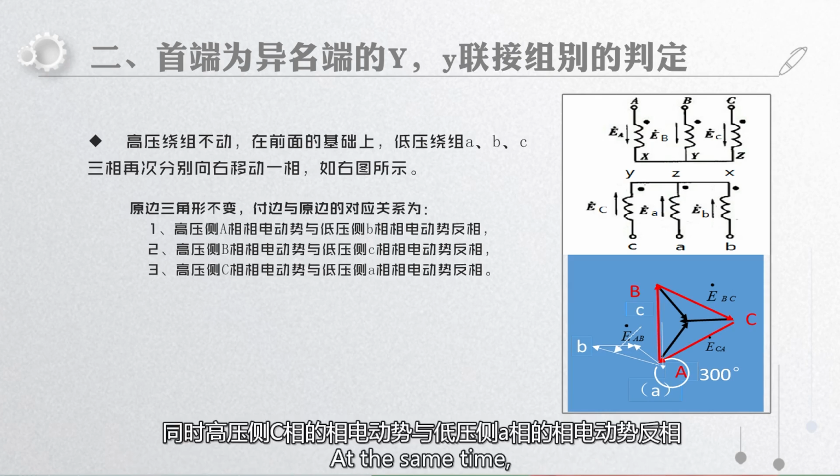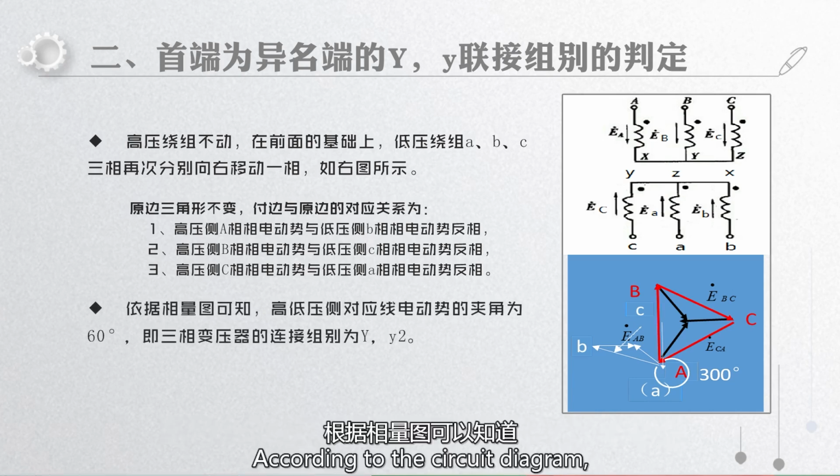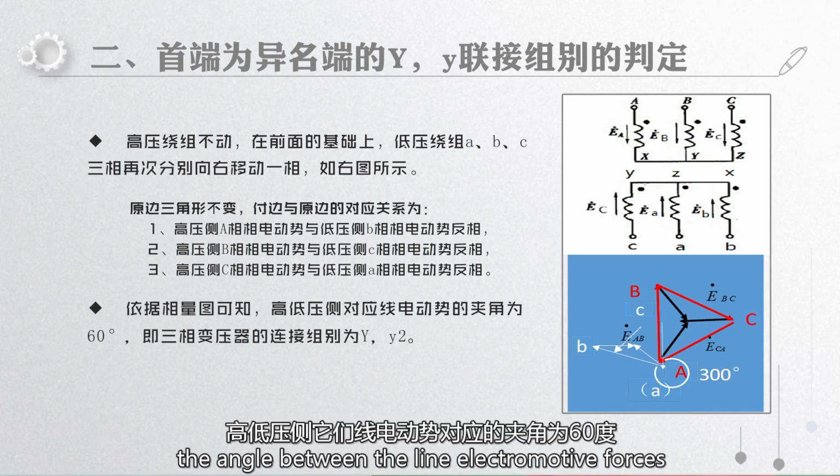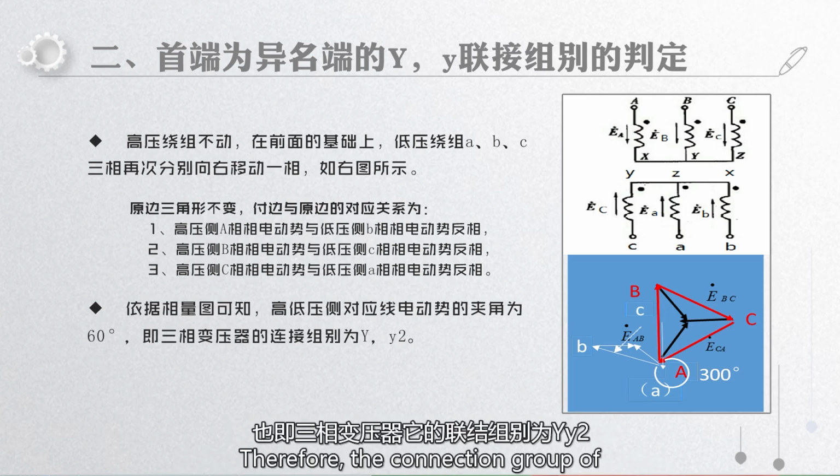At the same time, the phase electromotive force of phase C on the high voltage side is out of phase with that of phase A on the low voltage side. According to the diagram, the angle between the line electromotive forces on the high and low voltage sides is 60 degrees. Therefore, the connection group of the three-phase transformer is YY2.